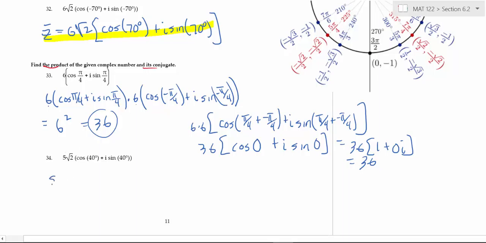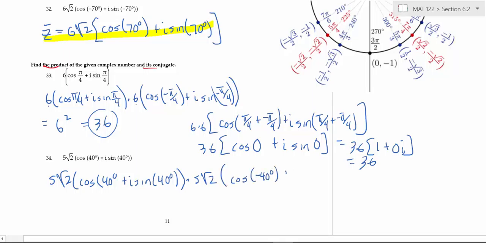Okay, all right, so the next problem, we're taking this number, and we're going to multiply it by the complex conjugate in trig form. So the conjugate's going to be 5 root 2 times cosine of negative 40 degrees plus I times the sine of negative 40 degrees, like that. So here is your given complex number. Here's your conjugate. Notice the only difference is these signs.